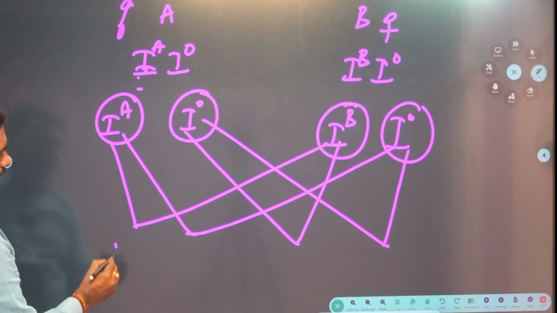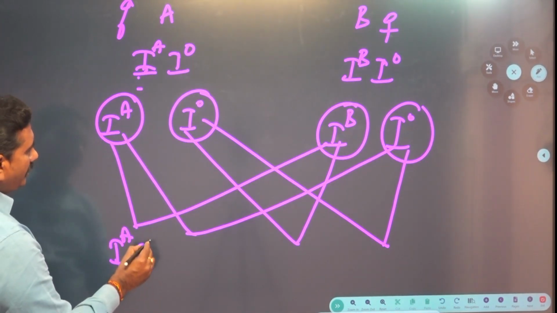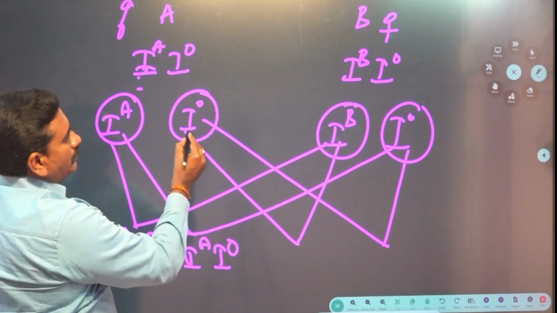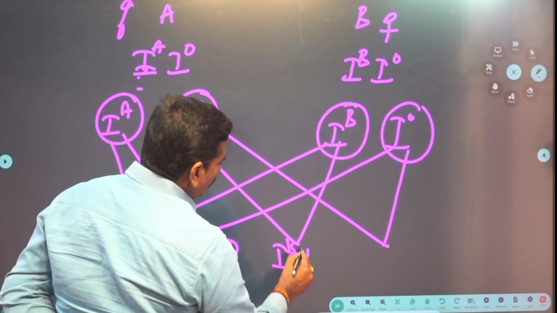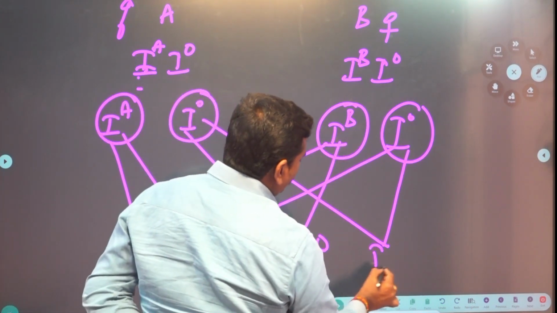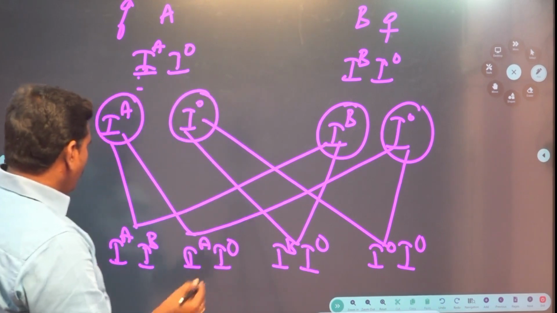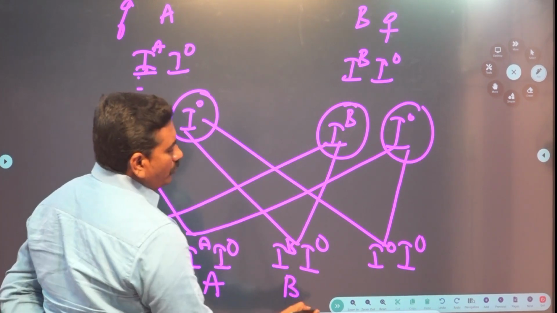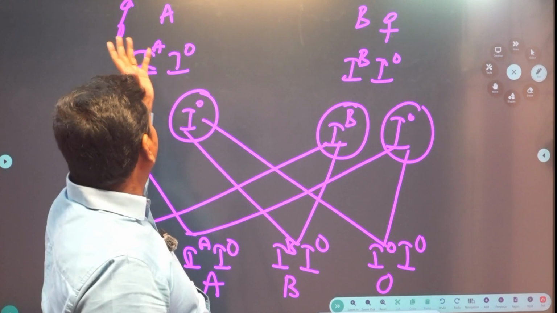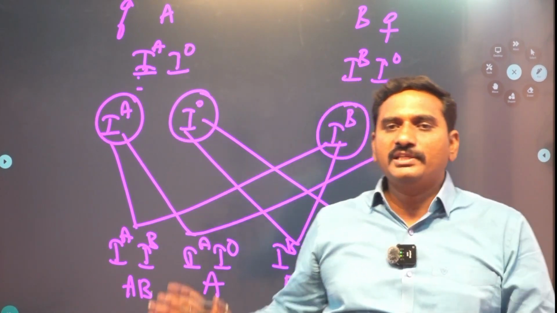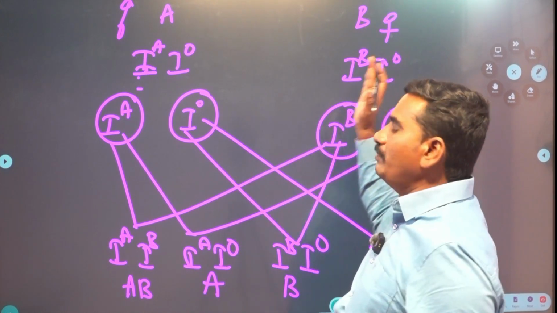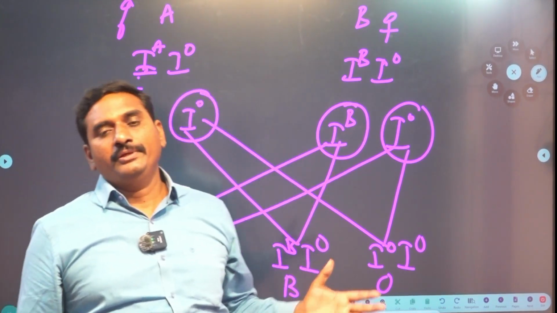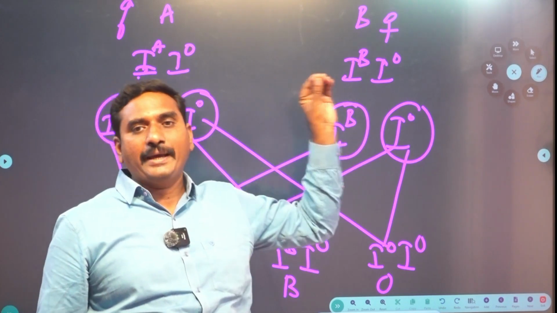So this is IA IB, IA IO, IB IO, IO IO. So these are the blood groups here: AB, A blood group, B blood group, O blood group. If the father has A blood group and the mother has B blood group, in their offspring the possible blood groups are all 4 types, although in their parents O is absent.